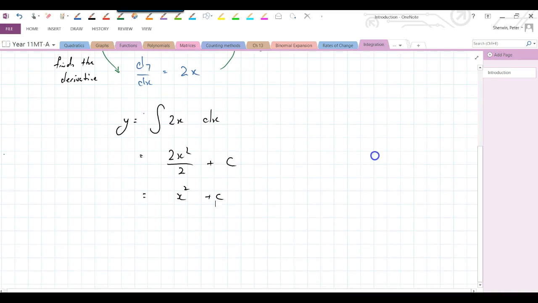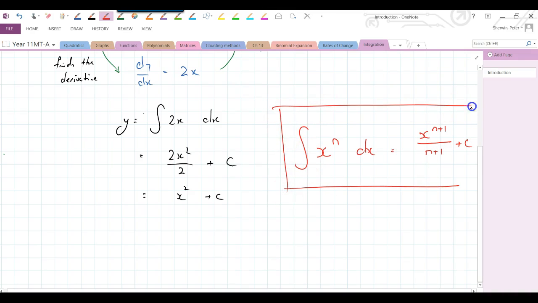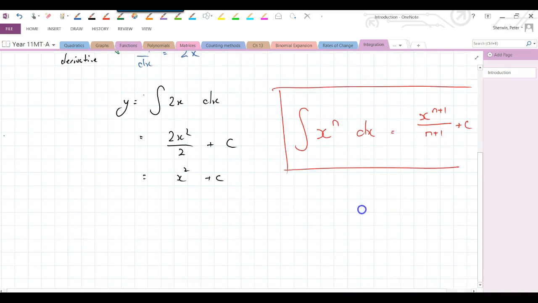Okay, so the general rule for integration is that for integrating x to the power of n with respect to x, the integral of that is equal to x to the n plus 1 over n plus 1 plus c. So let's make sure we've got that in place. That's how to integrate a polynomial. That's how it looks. So we get down to some examples and we have a look that way.